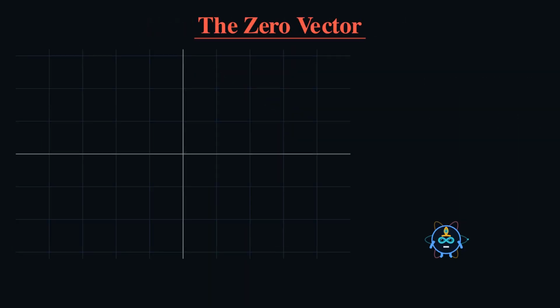Every movement has an opposite. Walk 3, 2. Then walk minus 3, minus 2. You land exactly where you started. Add them and you get the 0 vector, no movement at all. The one vector every space is built around.